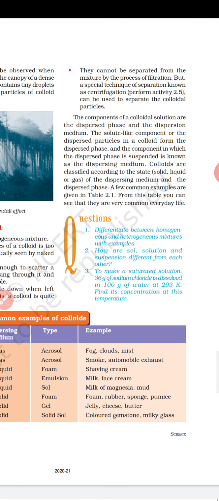Differentiate between homogeneous and heterogeneous mixture with examples. How are solutions and suspensions different from each other? And solve this numerical. Make a saturated solution. 36 gram of sodium chloride is dissolved in 100 gram of water at 293 Kelvin temperature. Find its concentration at this temperature. I am also going to post some more numericals related to concentration. You have to solve them.